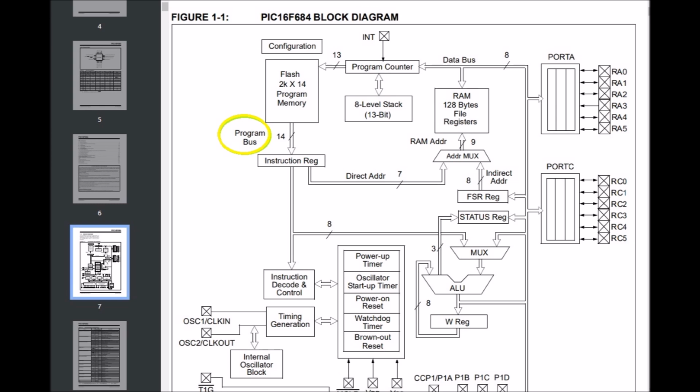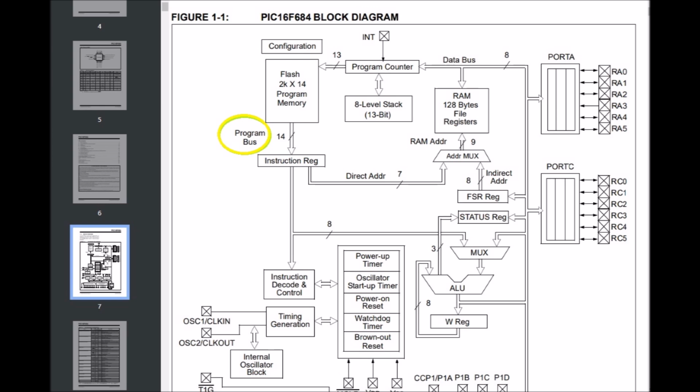Here's a breakdown of its role, and we are talking about the program bus, which might seem simple, but there is a fairly lengthy explanation. Fetching instructions: the program bus is used by the CPU to fetch instructions from the program memory. These instructions are stored in the program memory as a sequence of binary codes.